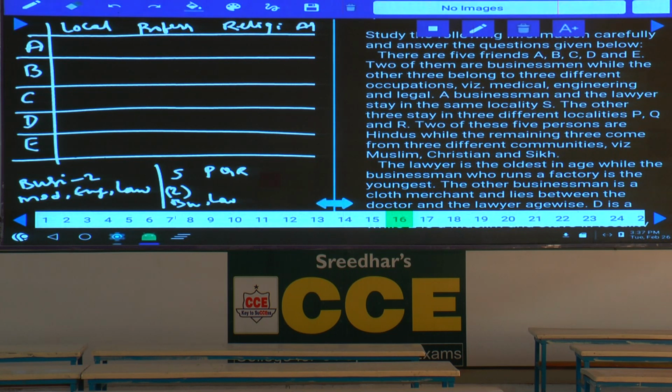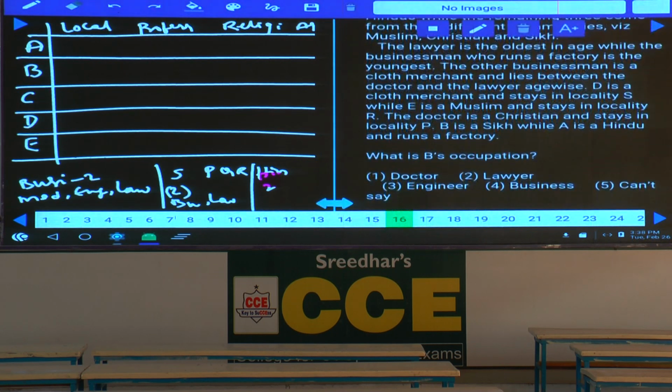2 of these 5 persons are Hindus. How many are Hindus? There are 2 Hindus and the remaining are one Muslim, one Christian, and another one a Sikh. Now this is the information given, the description of this puzzle.